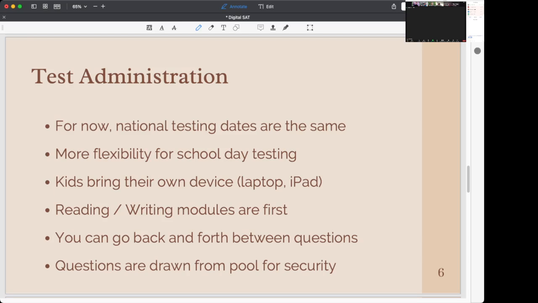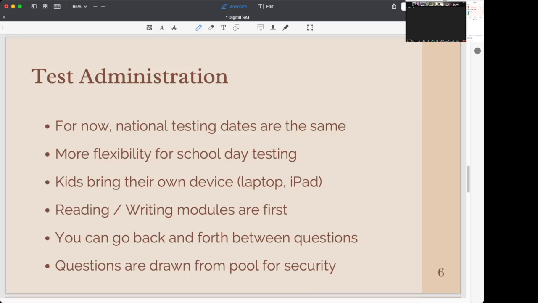The questions are drawn from a pool, so it's harder to cheat. The person sitting next to you will have a different version of the test. So that's just one of the security measures the College Board is taking to make it a little harder to cheat, or quite a bit harder to cheat, let's say.